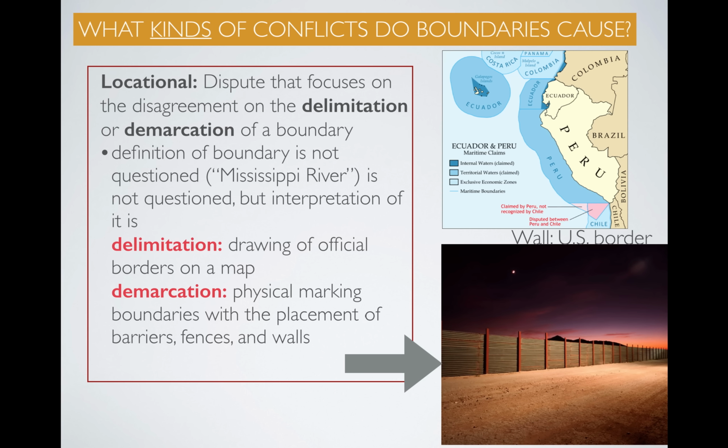Perhaps the locational dispute would be between the Mexican government and the United States government over how this boundary itself should be interpreted. Should the physical wall be there, or should it simply be acknowledged as a border between the two?